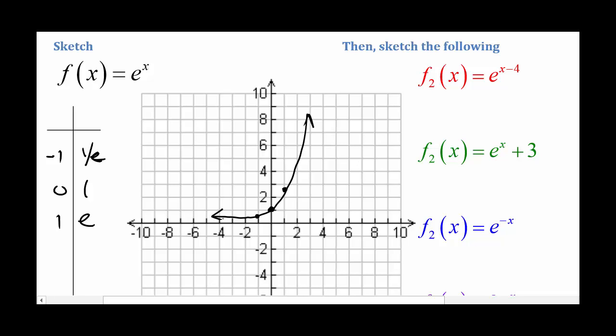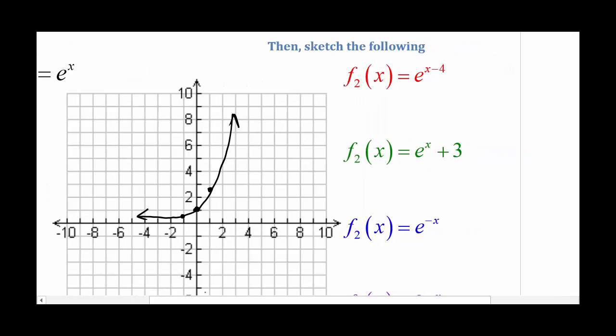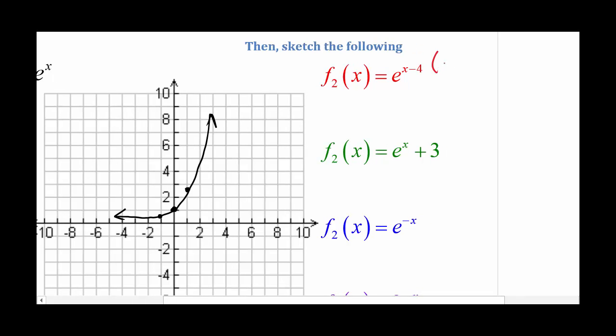Okay, and then we can take these same critical ordered pairs, this 1 over e, 1, and e, and we can actually do physical transformations and sketch pictures of these things. So, starting with the what does that minus 4 do? It's going to take all of our ordered pairs and it's going to change the x-coordinates. And what is it going to do to the x-coordinates? It's going to add 4 to it.